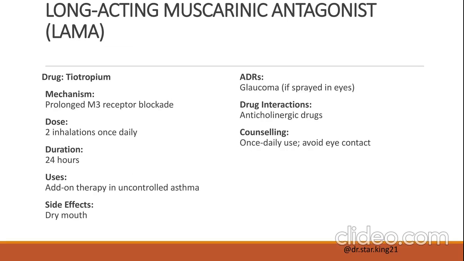Long-acting muscarinic antagonist, LAMA. The drug is tiotropium. Tiotropium is a long-acting anticholinergic drug. It provides sustained bronchodilation by blocking the M3 receptor for 24 hours. Dose is 2 inhalations once daily, and the duration of action is 24 hours. It is used as add-on therapy in uncontrolled asthma. Side effects include dry mouth, whereas adverse effects include angle-closure glaucoma if sprayed into the eyes. So patient counseling: use once daily.